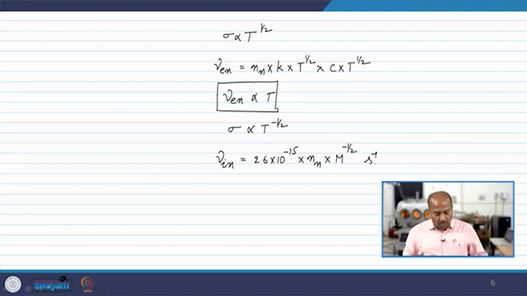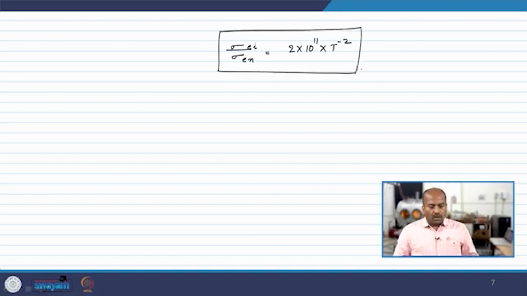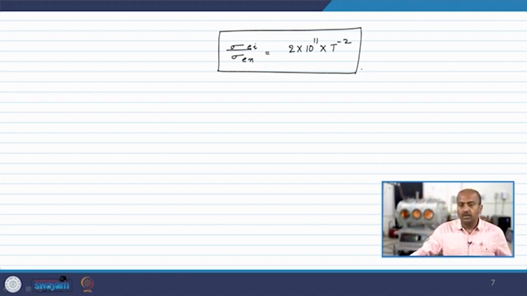You can combine these two things and write a relation for sigma_ei and sigma_en as 2 × 10 to the power of 11 T to the power of minus 2. Okay. Now, this is how we can understand the collisional processes in plasma, which seem to be dependent on the temperature and some other number densities.